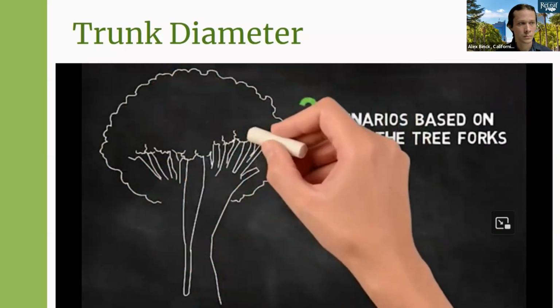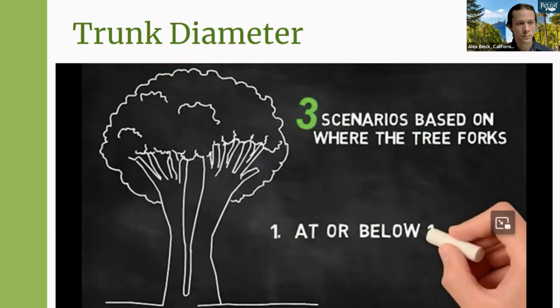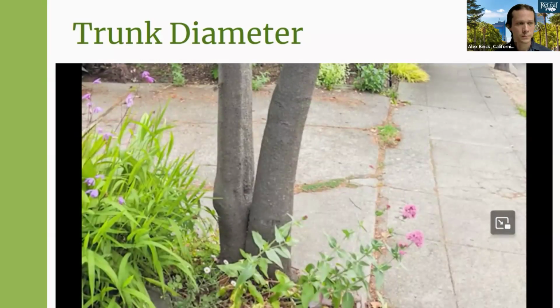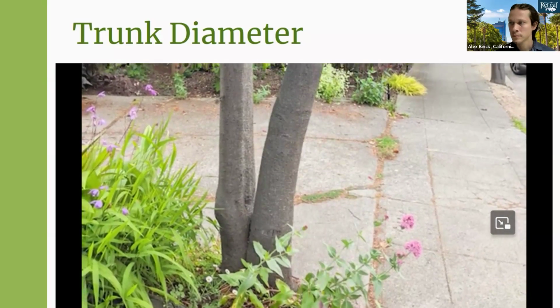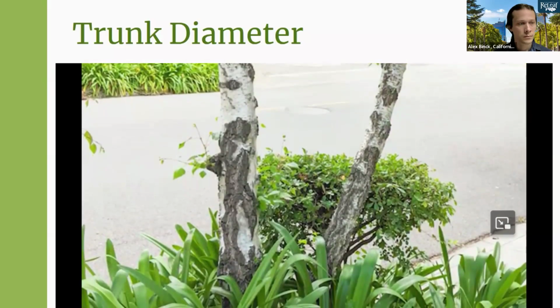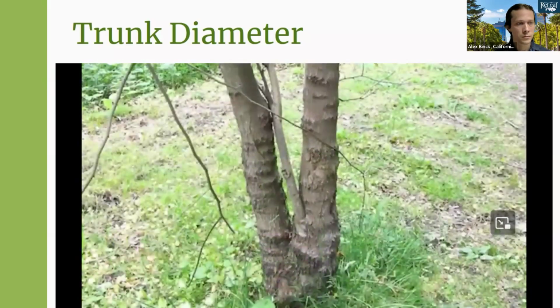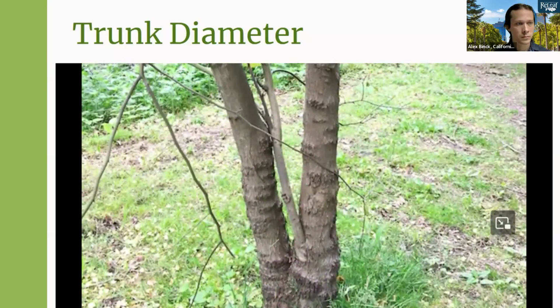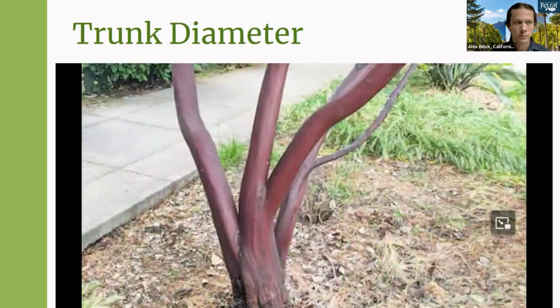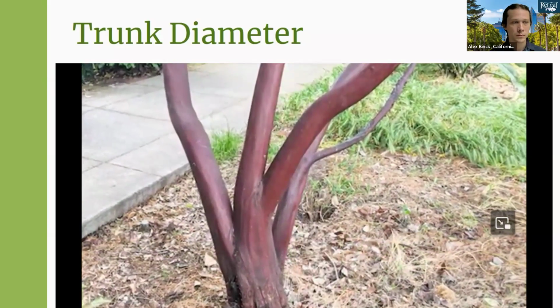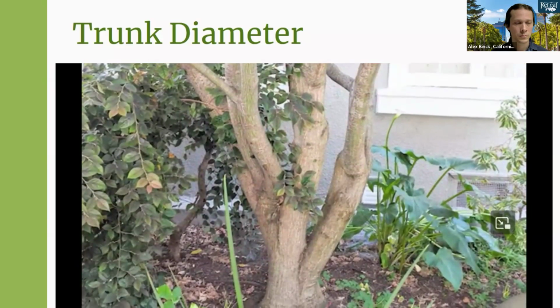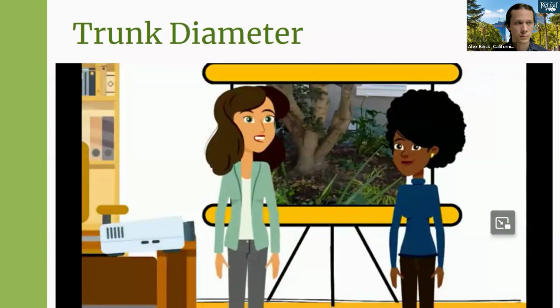The first scenario is for when the tree forks at or below 1 foot. Record each stem as separate stems. Think of birches that fork around the ground level. So when you go to measure, start with the largest stem and record in a clockwise direction. If there are many stems, measure the 6 largest. And of course, record the height of where you measured separately for each stem.